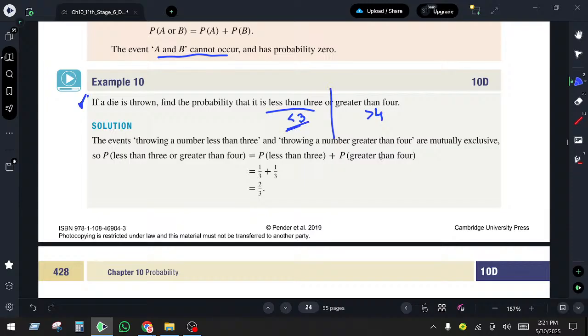Here our requirement is less than 3. The outcomes are 1, 2, 3, 4, 5, 6. Less than 3 means favorable outcomes are 1, 2. Greater than 4 means 5 or 6. Total is 6, so the probability is 2 by 6, favorable by total, which is 1 by 3. Likewise for the other event, 2 by 6, which is 1 by 3. So the total probability is 2 by 3, because these two events are mutually exclusive. Mutually exclusive means they have nothing to do with each other.